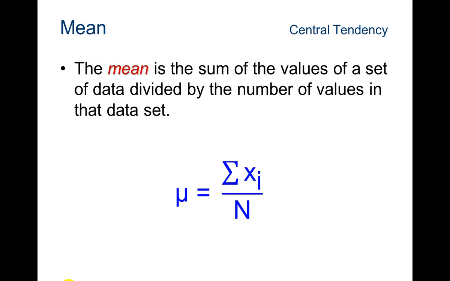The mean is the most frequently used measure of central tendency. You may also know this as the average. It is strongly influenced by outliers, which are very large or very small data values that do not seem to fit with the majority of the other data points.